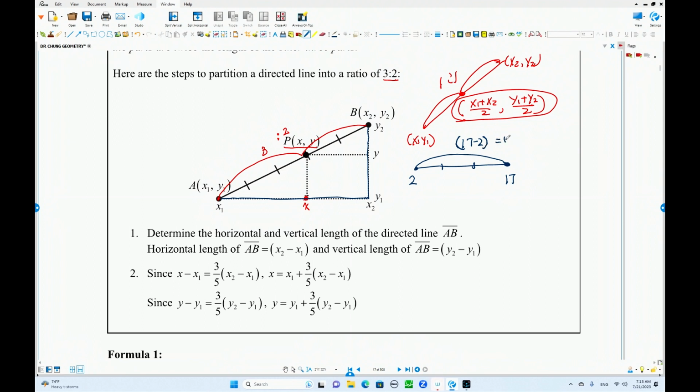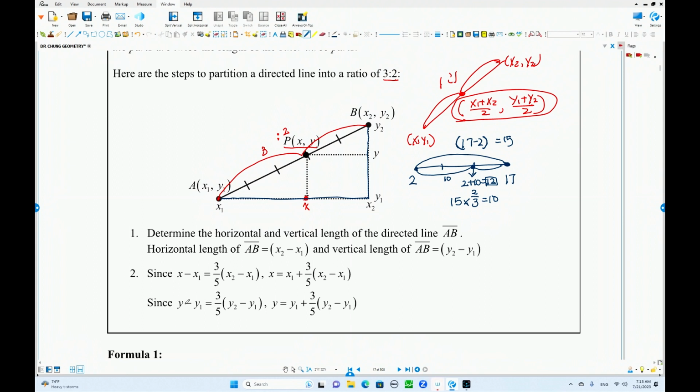This is 15. When you divide by 2 to 1, how much? 15 times, we take 2 out of 3, which is 10. So the difference from here to here is 10. To find this coordinate, 2 plus 10 is 12. Yes, that's it. So we're going to use this method over here.